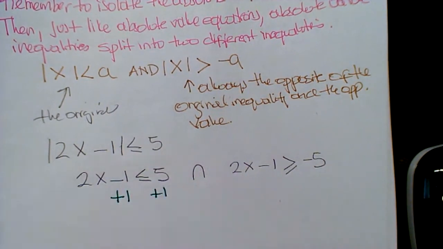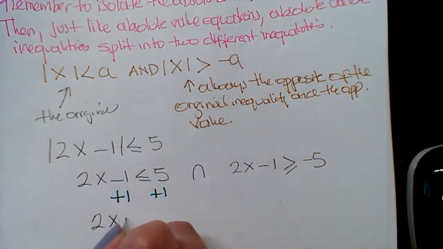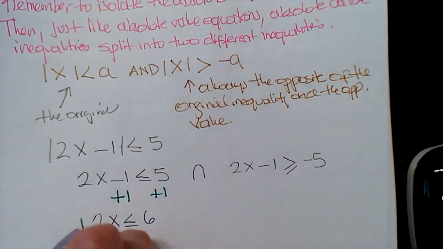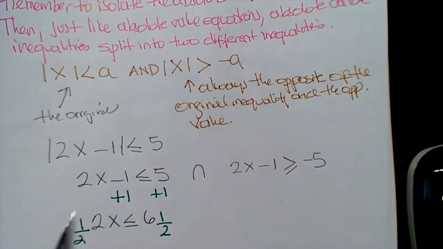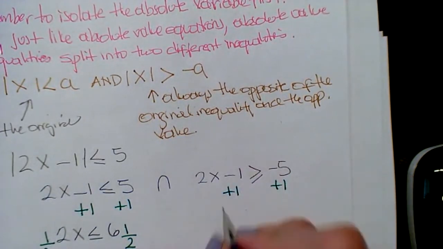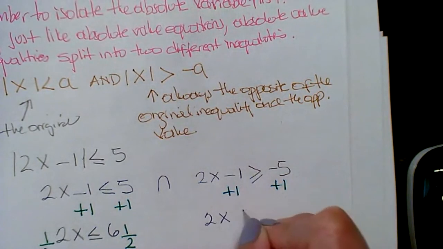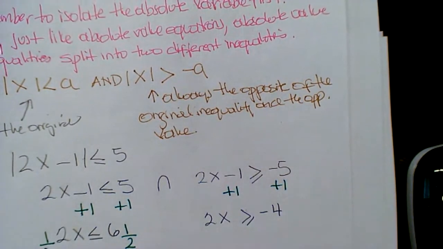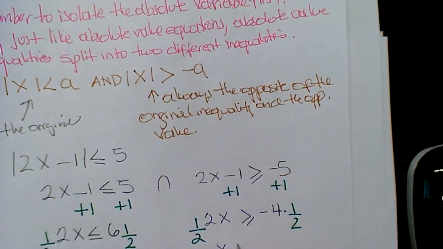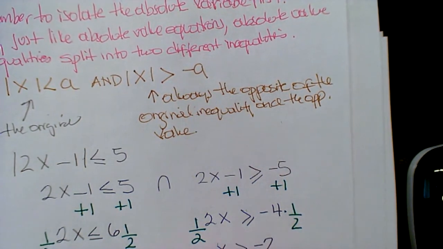Okay, so let's solve them. We're going to add 1. I'm going to make a 0 here. And what do I have? 2x is equal to 6. Now I'm going to make a 1 by multiplying by the reciprocal. So this is 6 divided by 2 is 3. Now let's go on to this one. Plus 1 plus 1, I'm making a 0. So it's going to be 2x is greater than negative 4. Now we're going to multiply by the reciprocal. We're making a 1. 4 divided by 2 is what? Negative 2.